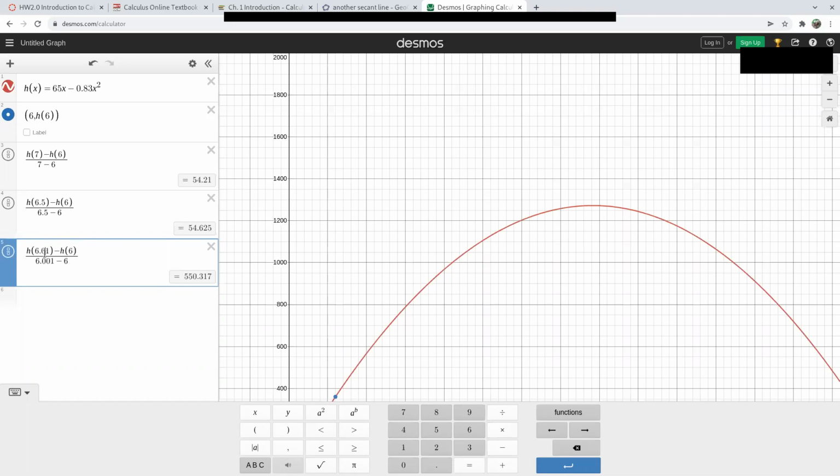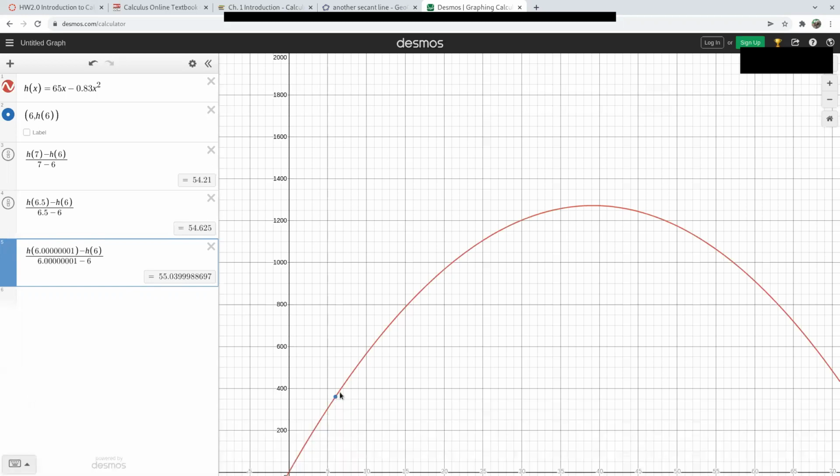So let's go back here a second. There's definitely some kind of pattern going on there. And if I keep getting closer to 6, then it should zoom in on what the actual value is. It looks to me that the slope there might be 55.04 if I keep getting these points closer and closer together. And notice I'm leaving the 6 fixed. So this blue point down here I'm leaving fixed, and then I'm just taking another point and moving it closer and closer to get the slope there.